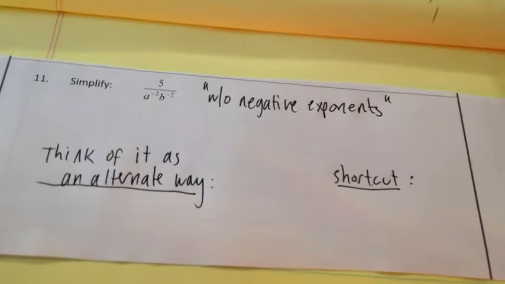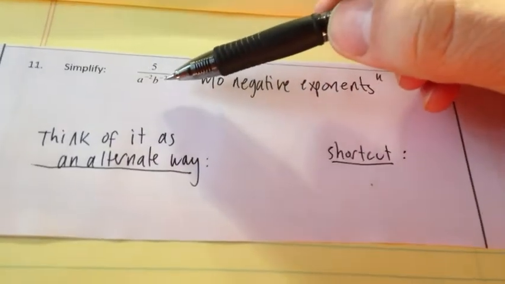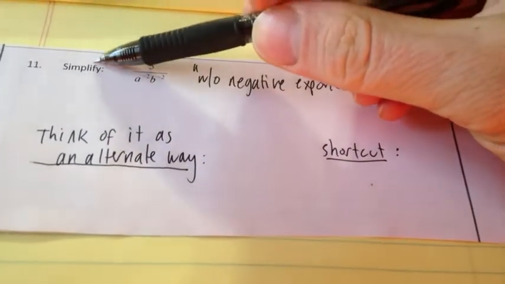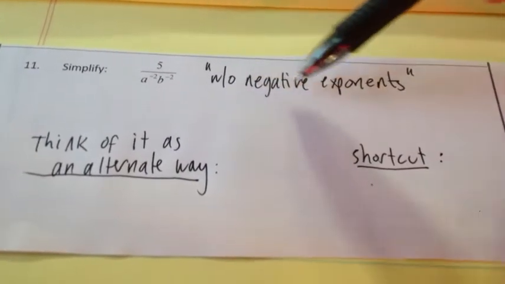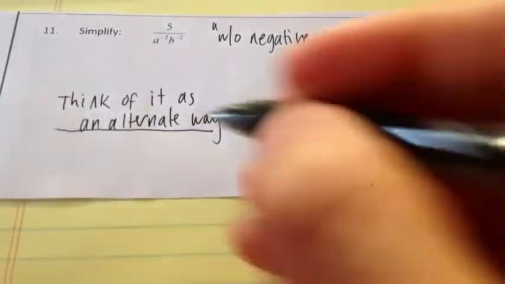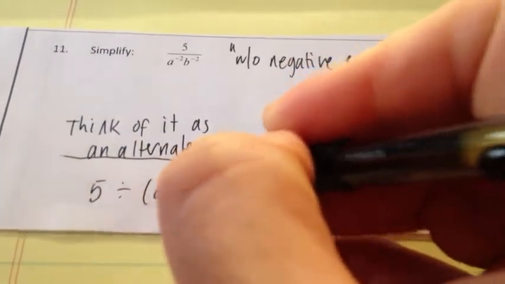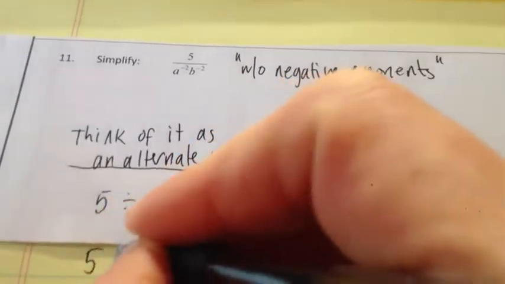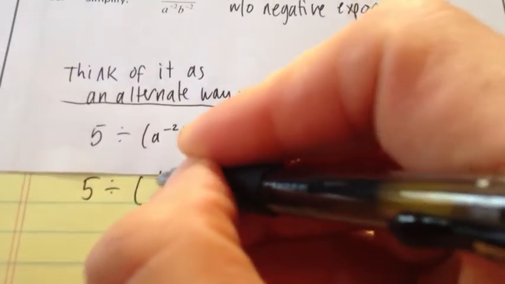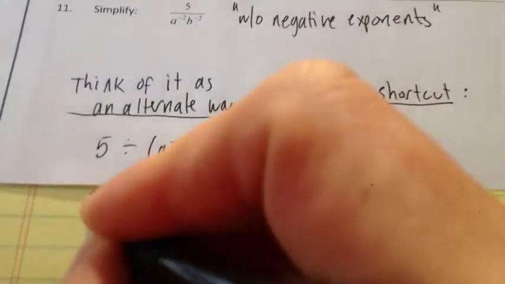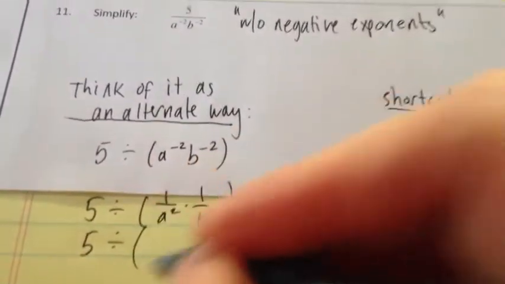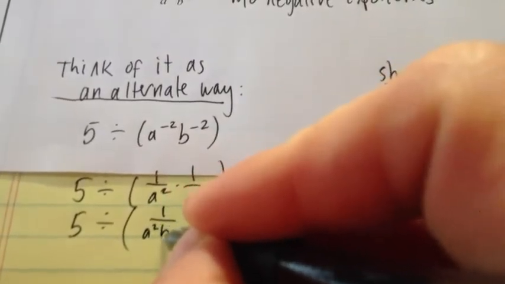In number 11, it says to simplify this expression. Now, anytime you have negative exponents, you can simplify. What they want you to do is simplify this and make sure that this expression does not have negative exponents. So think of it as an alternate way. This is saying 5 divided by a to the negative 2, b to the negative 2. Okay, so you get 5 divided by, well, this is 1 over a squared. This is 1 over b squared. This is 1 over a squared b squared.